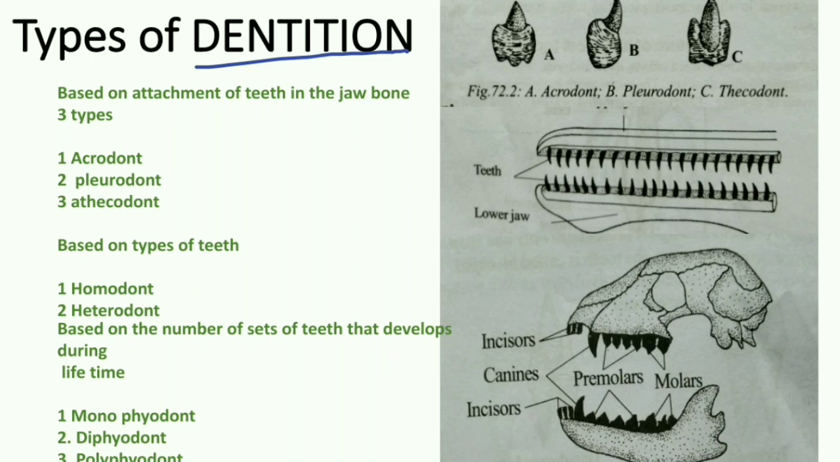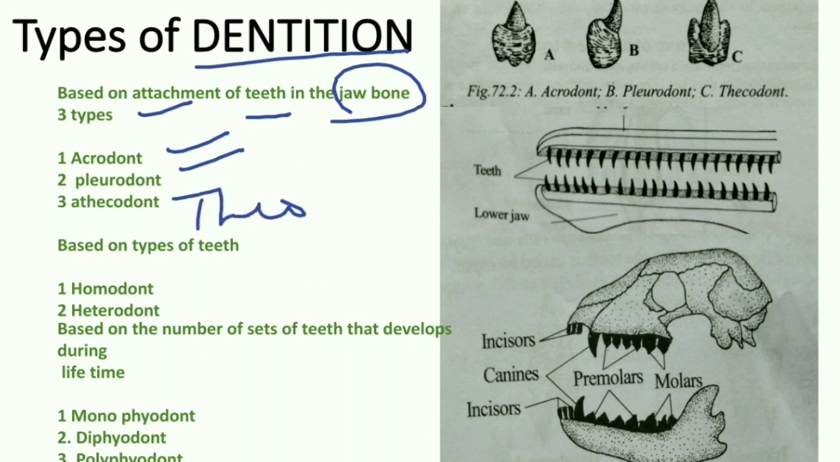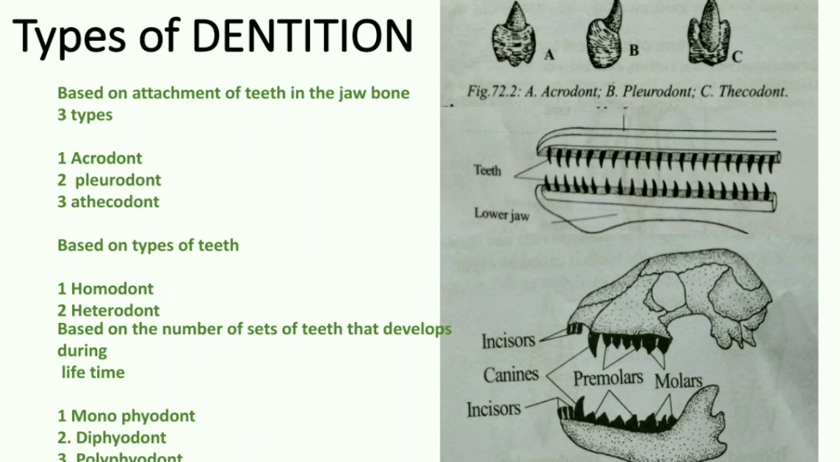Now, the types of dentition. Based on the attachment of teeth in the jawbone, there are three types: acrodont, pleurodont and thecodont. Another classification is based on types of teeth: homodont and heterodont. And based on the number of sets of teeth that develop during a lifetime: monophyodont, diphyodont and polyphyodont.